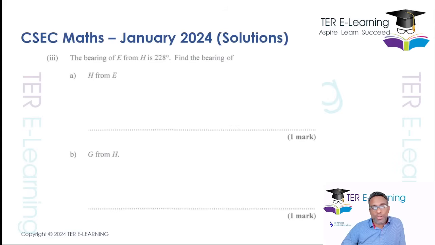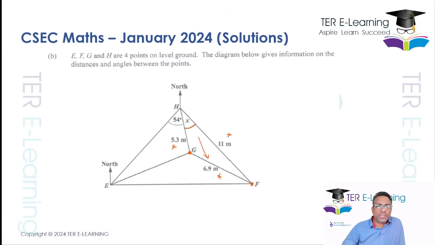Oh, we have more questions here. The bearing of E from H is 228. So that means that this whole angle here is 228. That's what they're trying to say here. That whole angle there is 228, right?